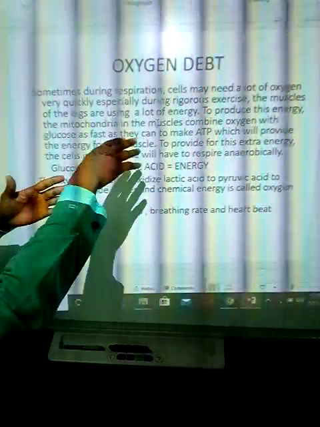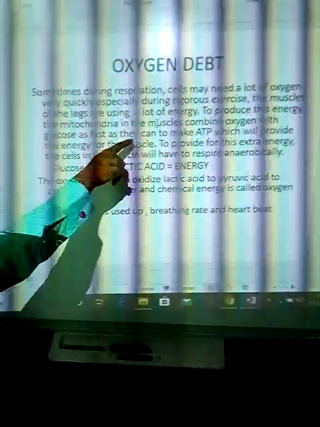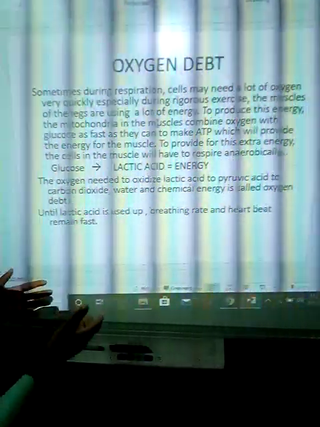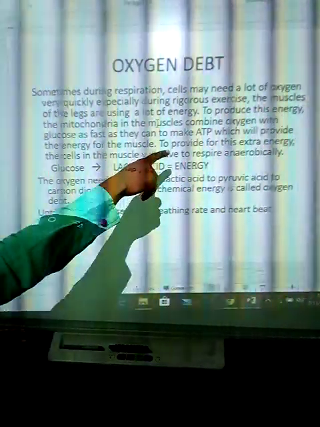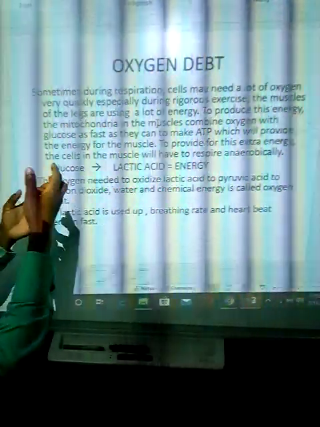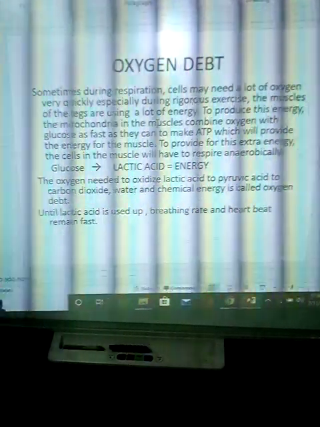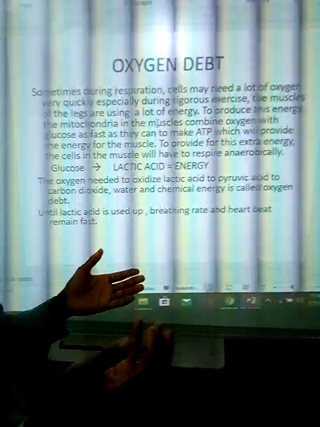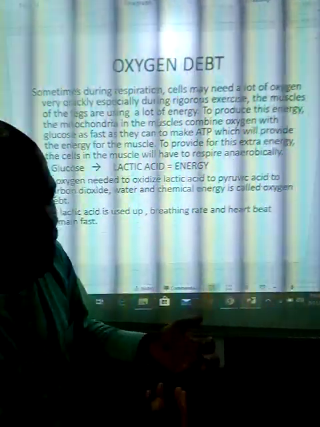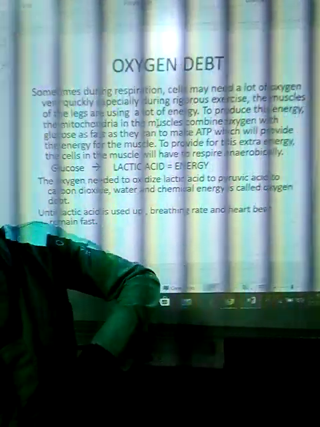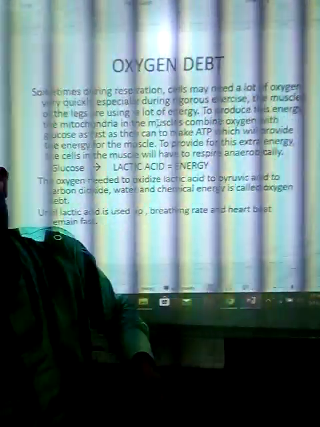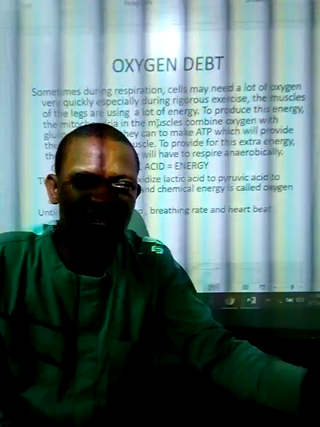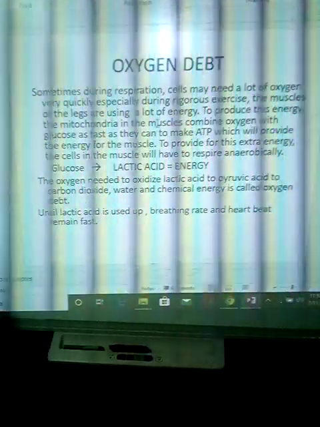Now, the muscles of the legs are using a lot of energy. The mitochondria in the muscles combine oxygen with glucose as fast as they can to make ATP, which will provide the energy for the muscle. But to provide for this extra energy, the cells in the muscle will have to respire anaerobically, because they cannot respire aerobically again. Why? The oxygen required by the body is not equivalent to the oxygen gotten, and that is the reason why a debt situation is created. That's why we call it oxygen debt.